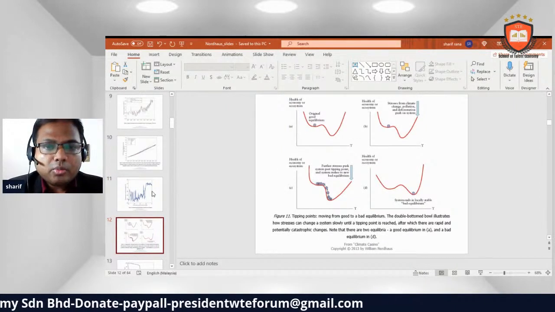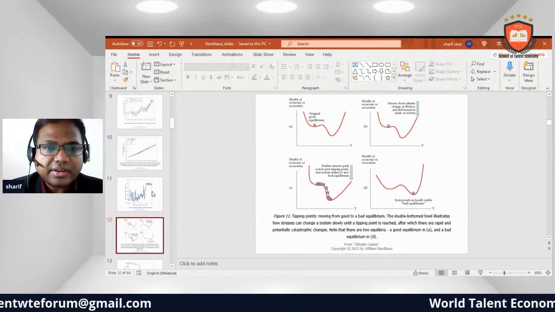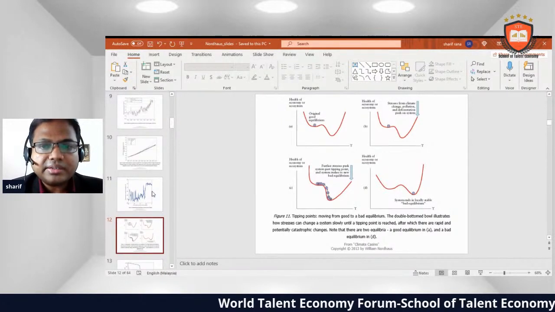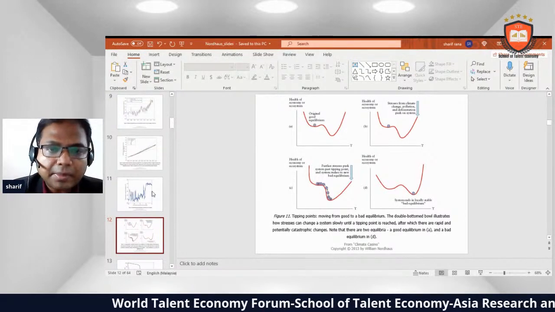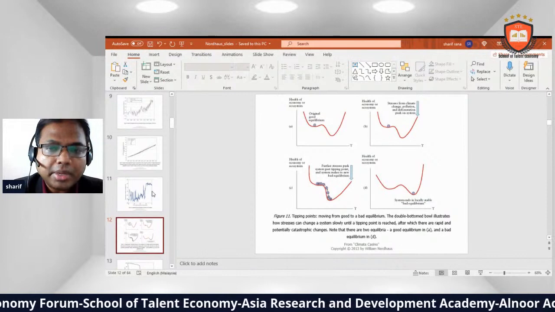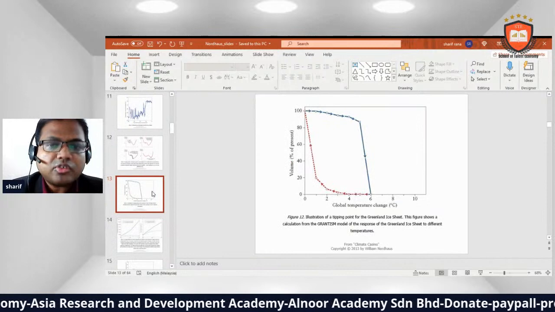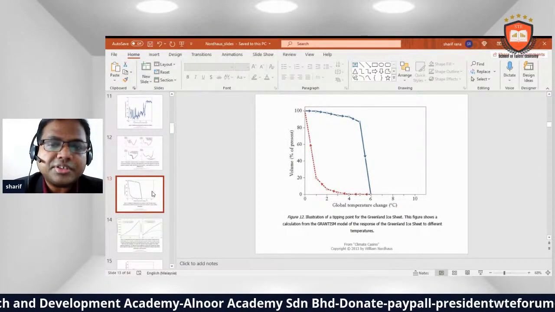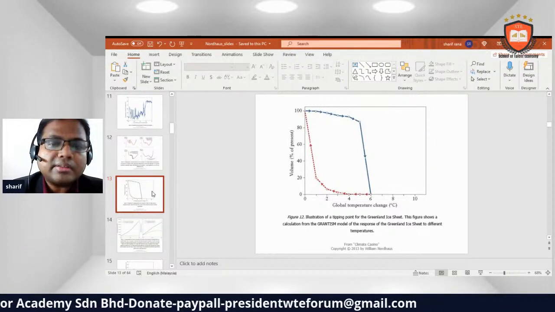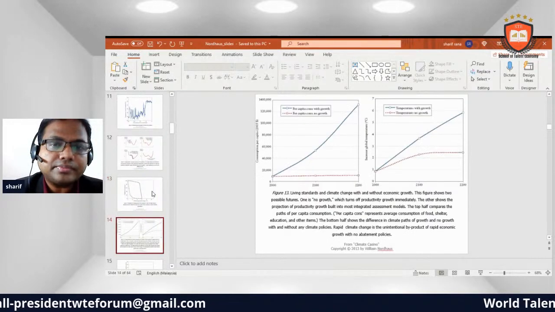Tipping point, moving from a good to a bad equilibrium. The double-bottomed bowls illustrate how a stress can change a system slowly until a tipping point is reached, after which there are rapid and potentially catastrophic changes. Note there are two equilibria: a good equilibrium and a bad equilibrium. Illustration of the tipping point for the Greenland ice sheet. The figure shows calculations from the GRISLI model of the response of the Greenland ice sheet to different temperatures.